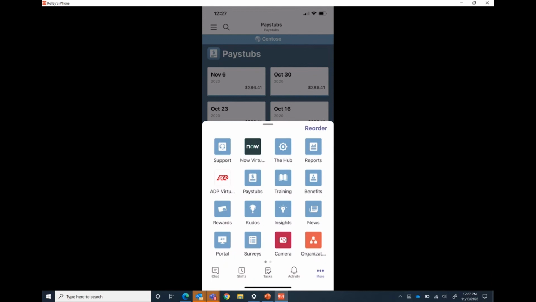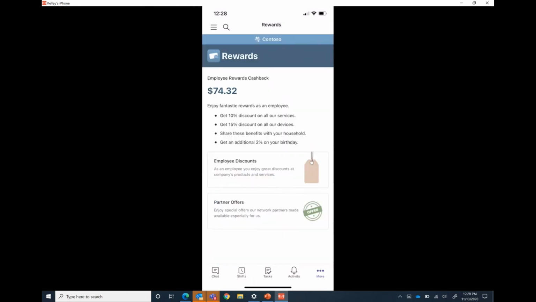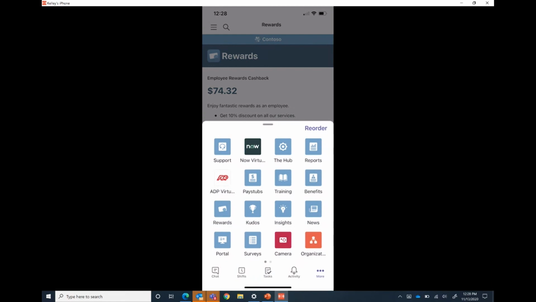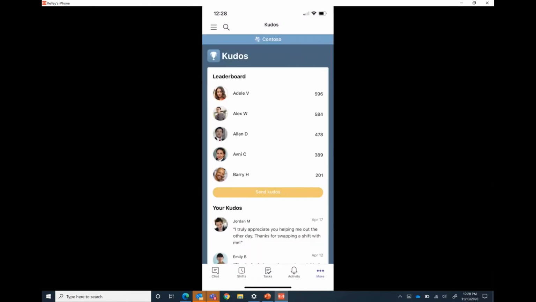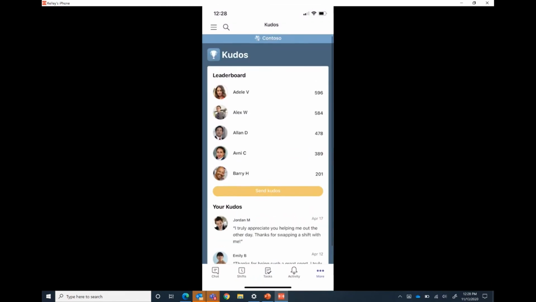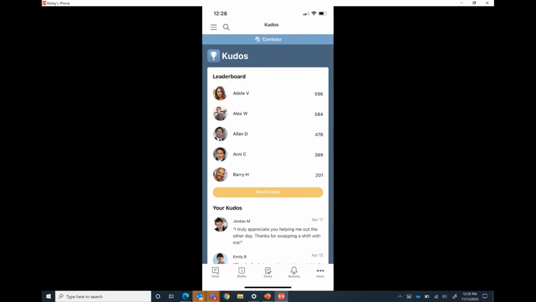And even from a rewards and recognition standpoint, right here's an example of employee rewards, cashback, different ways essentially to incentivize, kudos. Even with a leaderboard of who gets the most kudos, again, incentivizing and making sure that you're addressing any attrition issues.